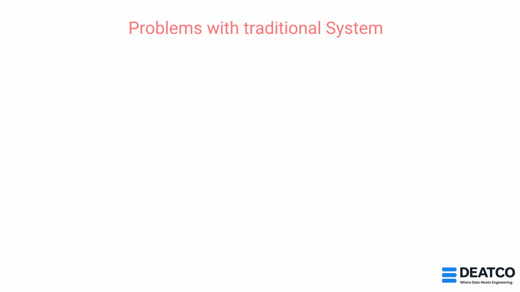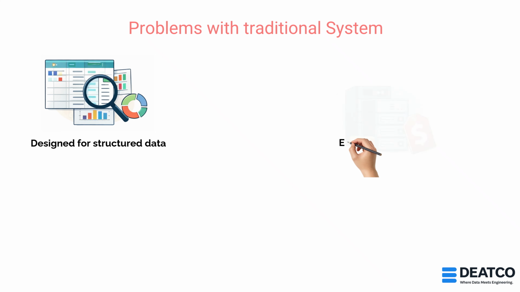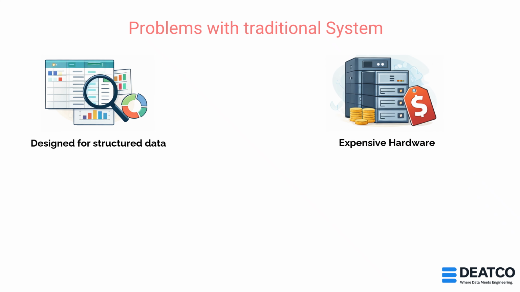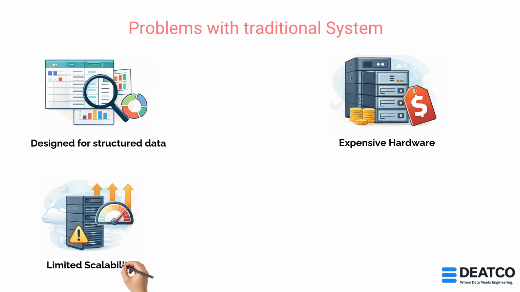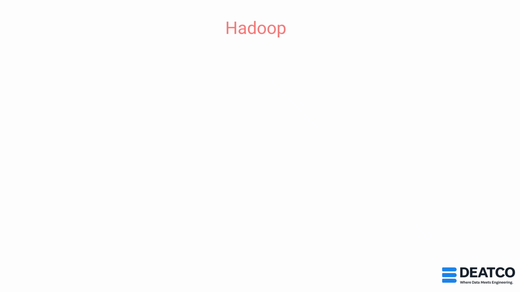Traditional systems were designed to handle structured data stored in tables. As data started growing rapidly, these systems faced problems like limited scalability, high cost, and poor fault tolerance. Handling failures and processing large datasets became very difficult. To solve these problems, Hadoop was created. The idea was simple: store data across multiple machines and process it in parallel. This made it possible to handle very large datasets efficiently using low-cost hardware.